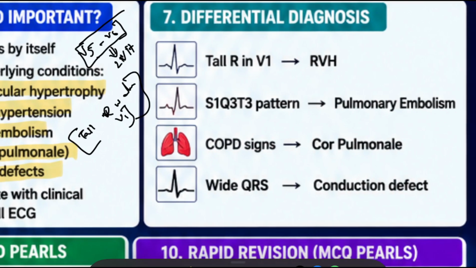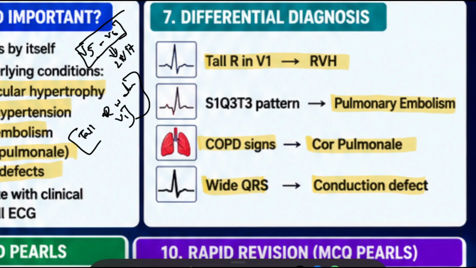So in differential diagnosis, if there is a tall R in V1, we have to suspect right ventricular hypertrophy. If there is an S1 Q3 T3 pattern, we have to suspect pulmonary embolism. With COPD, you can see cor pulmonale signs and symptoms. A wide QRS means we have to suspect conduction defects like bundle branch block or fascicular block.